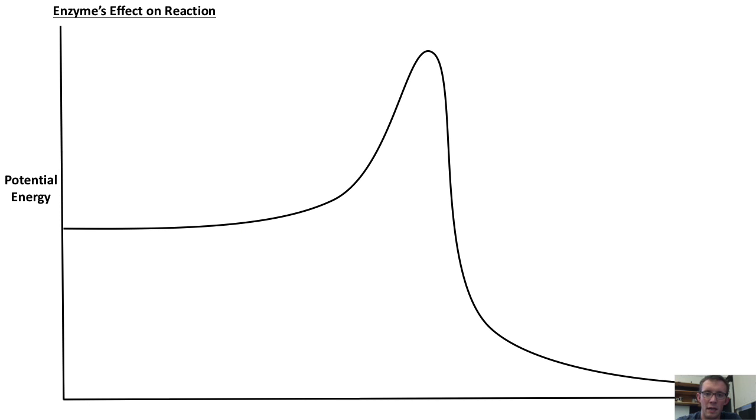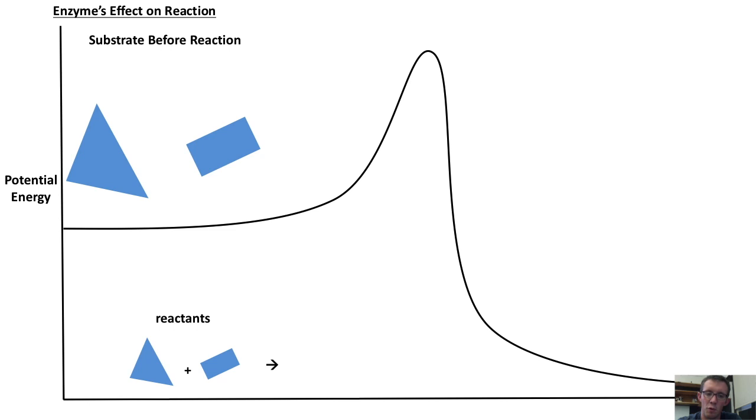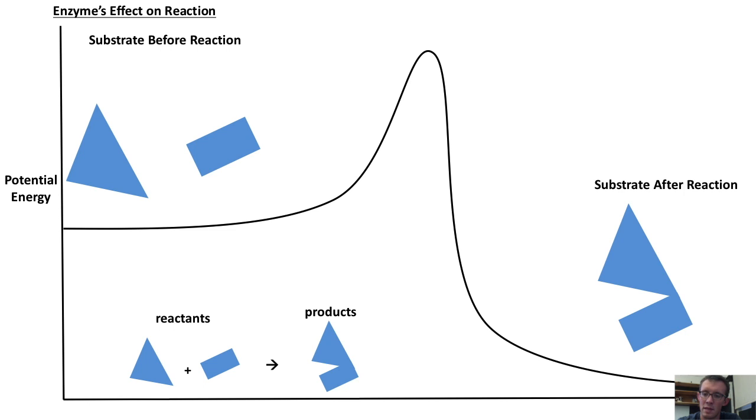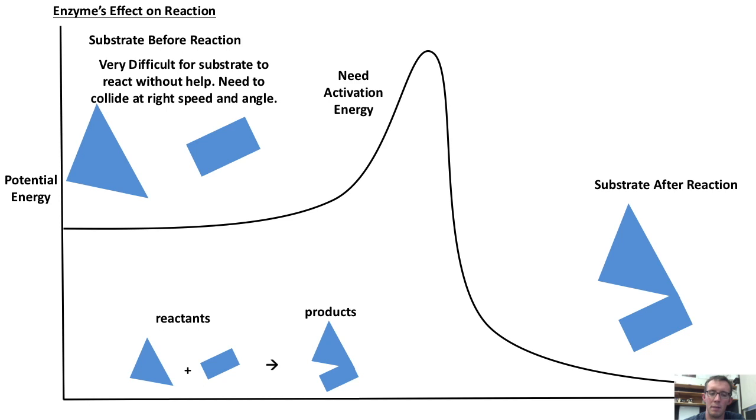Now, from an energetic standpoint, what's happening when an enzyme catalyzes a reaction is that you have your substrate before the reaction, your reactants, and you're trying to react them into products. However, this is very difficult for certain substrates to do by themselves because in order to react, these substrates need to collide with each other at a high enough level of energy. They need to hit each other with enough force, and they need to hit each other at the right angle.